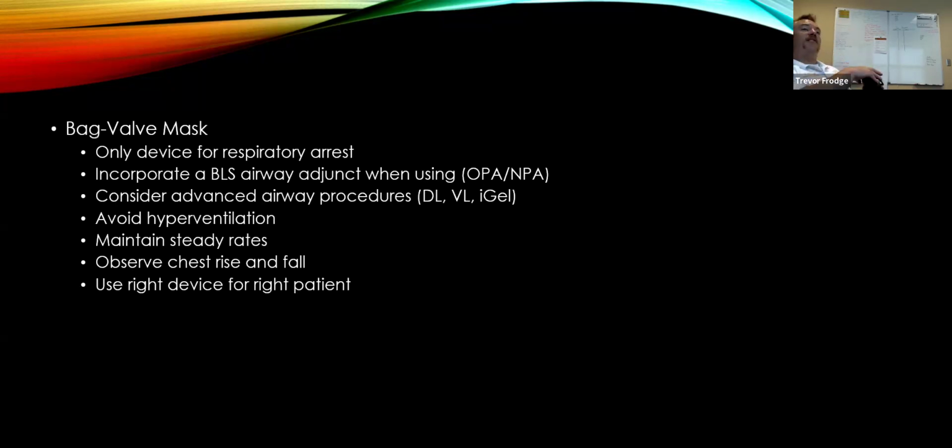And then finally, we have the bag valve mask, which is our only device for respiratory arrest. Again, if they're not breathing, CPAP does nothing. If they're not breathing, a non-rebreather does nothing. So this is the only thing that allows for ventilation. If we're bagging somebody, we must begin to incorporate a BLS airway adjunct.